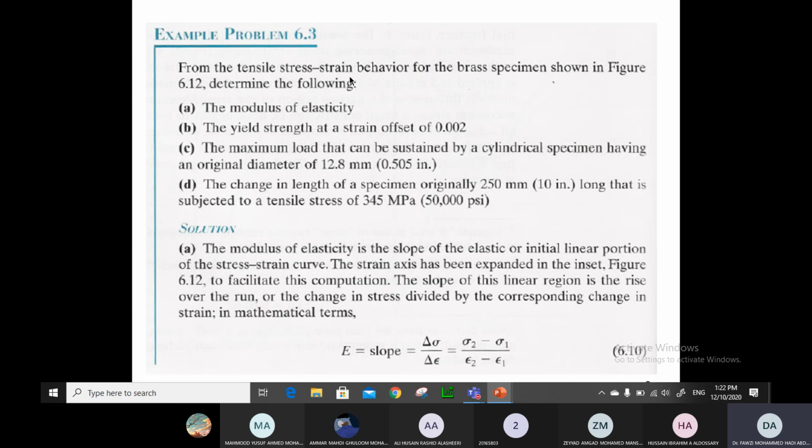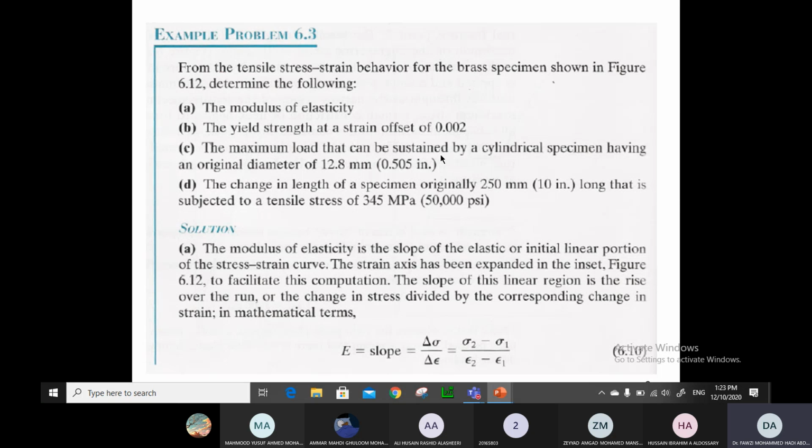For example, for the tensile stress strain behavior for the brass specimen shown in the figure, whatever figure is given after this, determine the following. It says, for example, first of all, determine the modulus of elasticity. It requires the yield strength at an offset stress strain of 0.002. I don't have to tell you that. I can just ask you, determine the yield strength of the material. You need to understand which one you want to get.